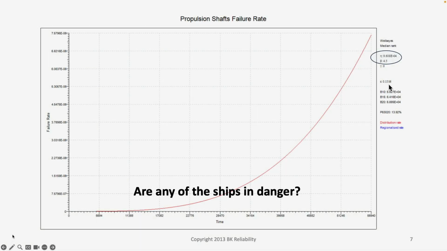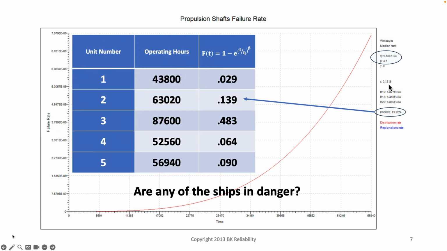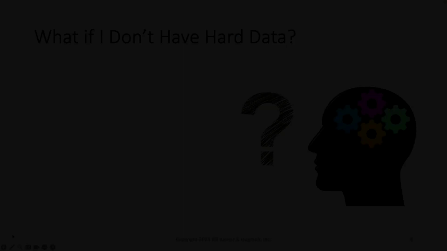So, as we saw in the demo, Unit number 3 has a 48.3% cumulative probability by its time in service. So we can go individually and look at each one of these to determine the cumulative probability of failure based on its time in service.